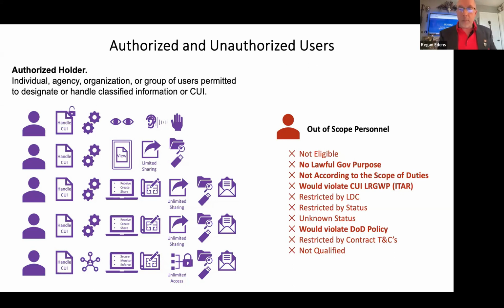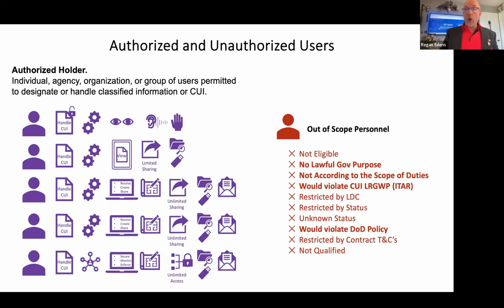If we do not have a lawful government purpose, if it's not according to the scope of our duties, if it would violate any CUI laws, regulations, or government-wide policies, for example the ITAR, if it's restricted by a limited dissemination control or by my status, or the fact that you don't know what my status is in relationship to the performance of a contract, or in relationship to my citizenship, for example, then I am not eligible to access the CUI. If it violates any DoD policy, or if it's restricted specifically by the details within the contract terms and conditions, or I am not qualified, meaning I have not been trained, I may not access the CUI.